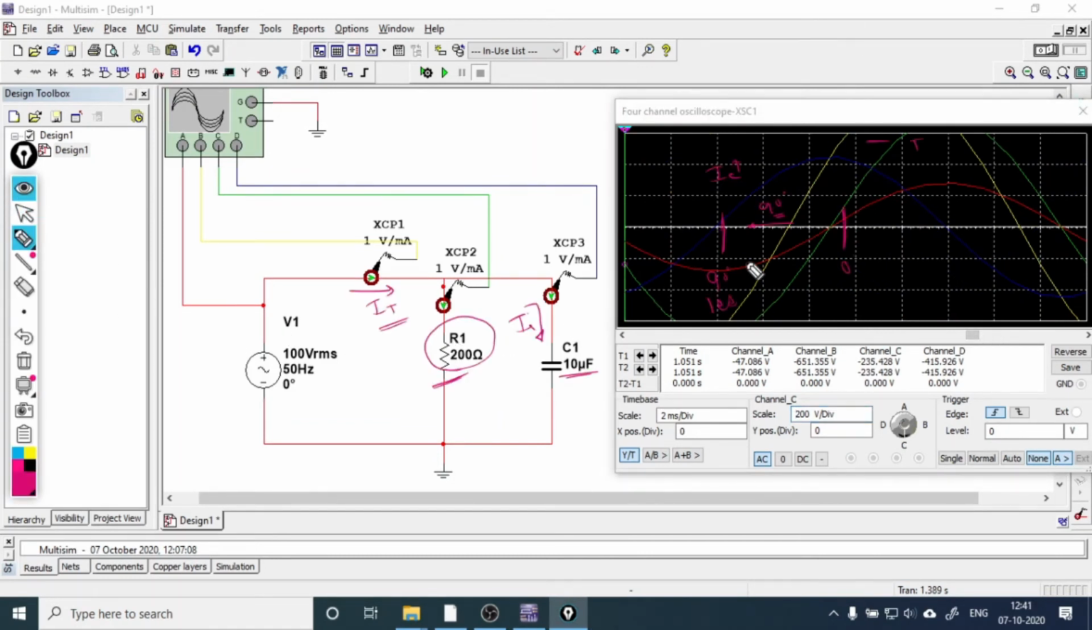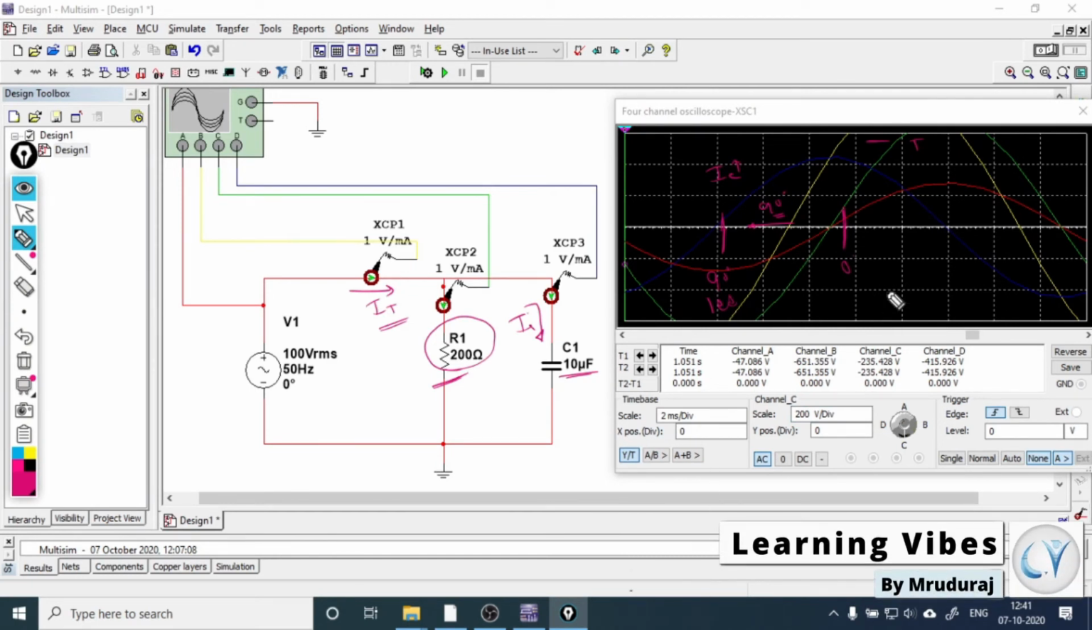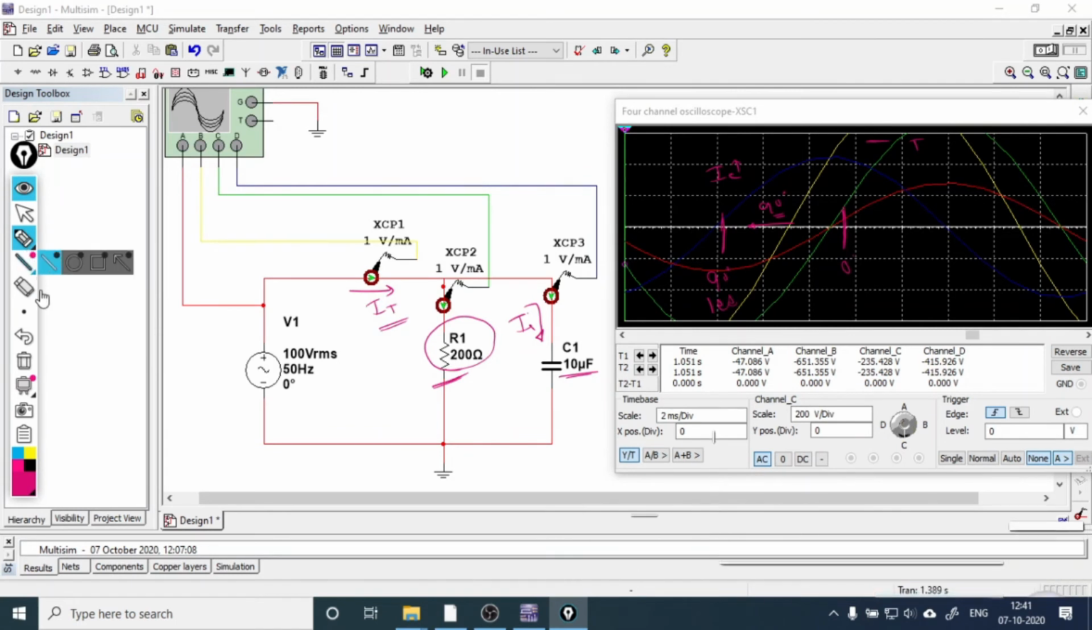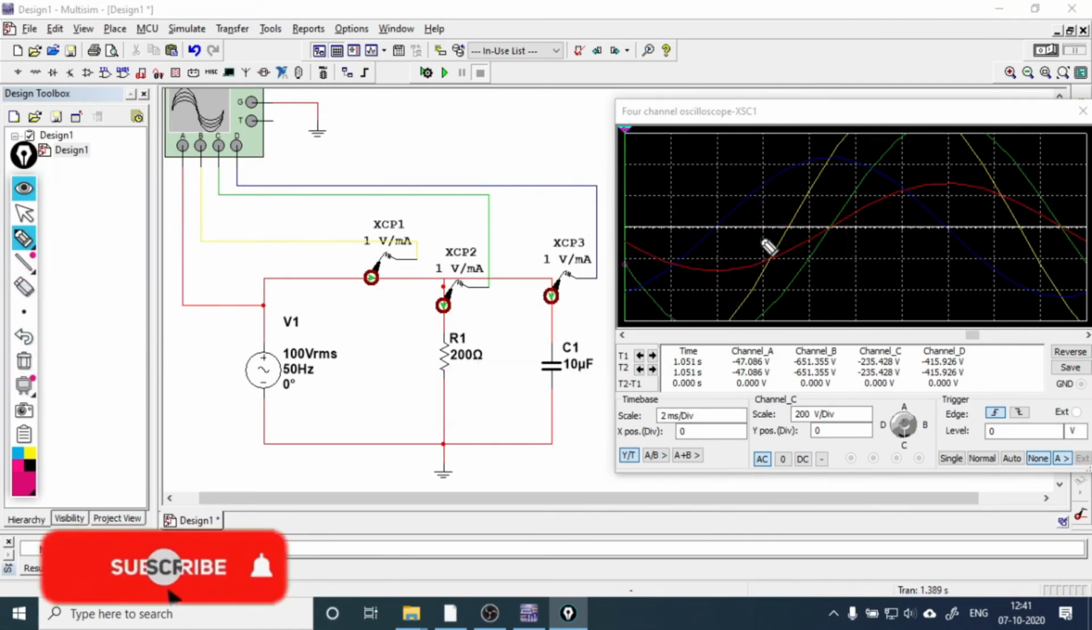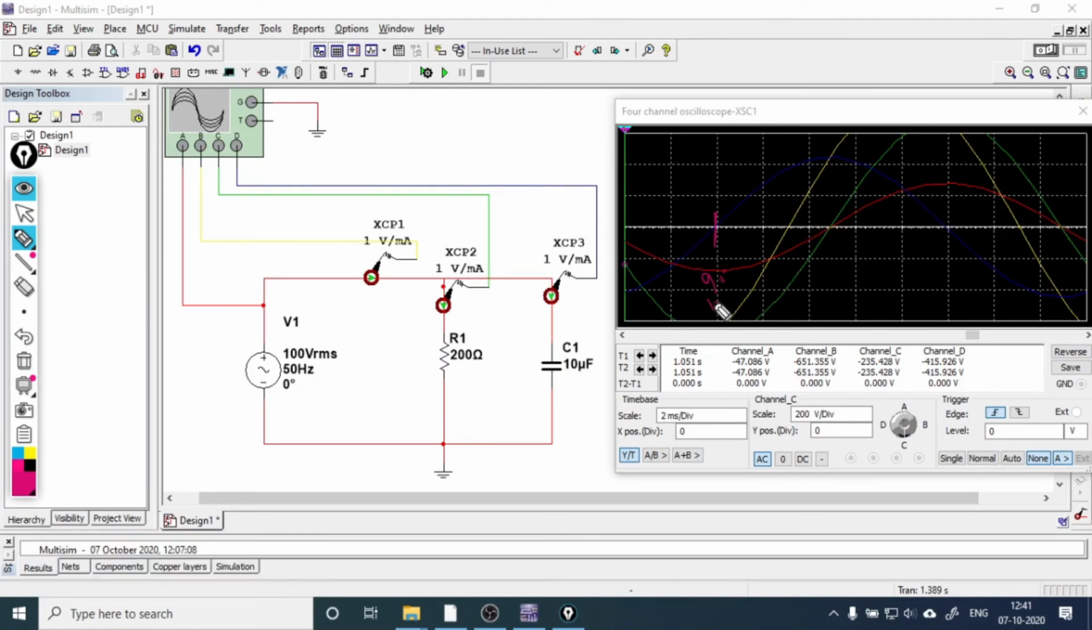So it is clear from here. Let me rub it. See, it is 90-degree leading, it is our 0-degree. So once we have increased the dominance of IR current, the average current shifts towards 0-degree.